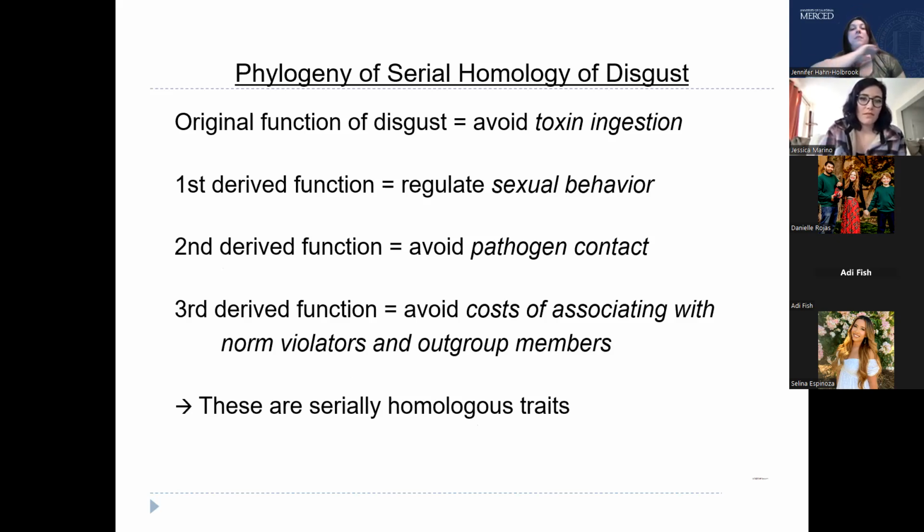Serial homology of something like disgust. So the emotion disgust in the brain: first, we actually share disgust with every other animal on the planet that can barf. That feeling of, oh, so disgusting, and you're vomiting. It originally evolved to help us avoid toxin ingestion. So when you eat something gross, you feel the urge to vomit.